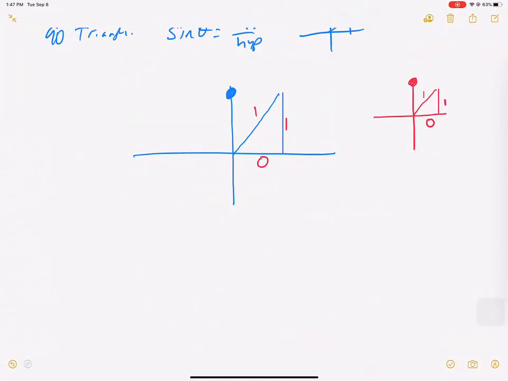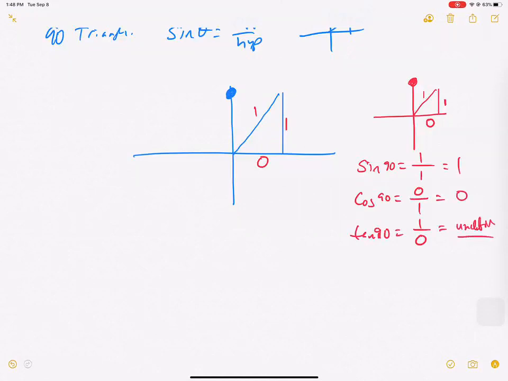Now here is the cool part. What is the sine of this triangle, 90 degrees? What is the opposite over hypotenuse? What is the cosine of 90 degrees? Well, that's the adjacent over hypotenuse. What is the tangent of 90 degrees? That is opposite over adjacent. Now this is equal to 1, this is equal to 0, and this is undefined. There is no tangent at 90 degrees.